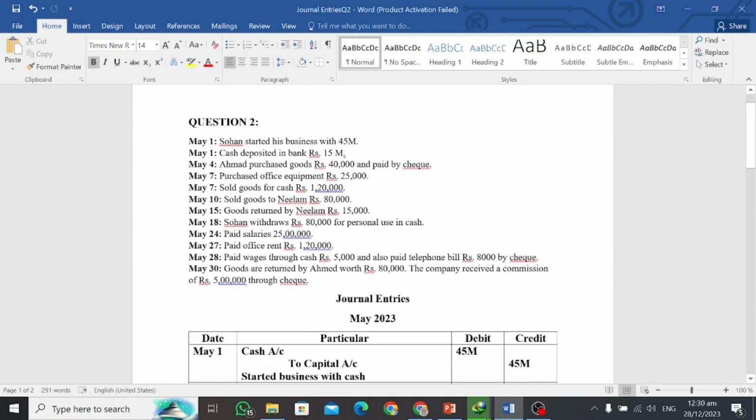Goods are returned by Ahmed worth rupees 80,000. It means Ahmed was our customer. The account made with customer is account receivable. Goods are returned. It means sale return. So we have sale return account and account receivable.